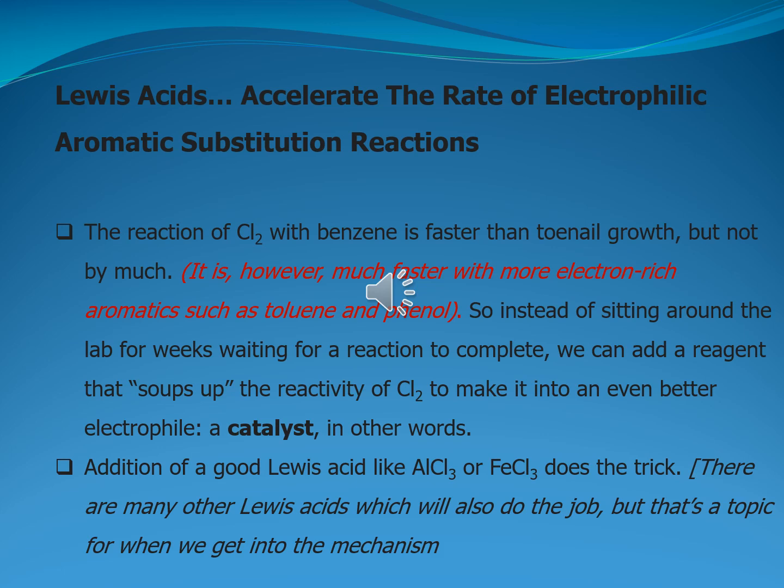The reaction of chlorine with benzene is faster than toenail growth, but not by much. It is, however, much faster with more electron-rich aromatics such as toluene and phenol. So instead of sitting around the lab for weeks waiting for reactions to complete, we can add a reagent that soups up the reactivity of the chlorine to make it into an even better electrophile, that is a catalyst, in other words. Addition of good Lewis acids like AlCl3 or FeCl3 does the trick. There are many other Lewis acids which will also do the job, but that's a topic for when we get into the mechanism.